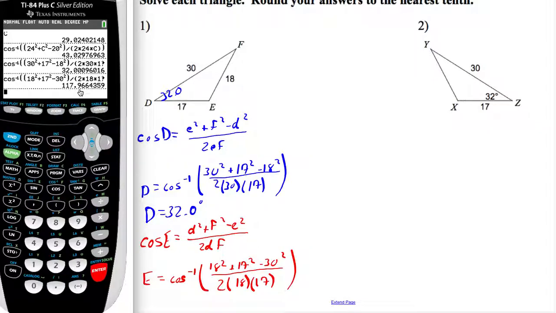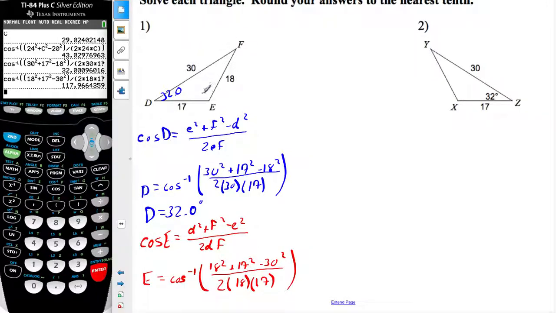All right, so if we're rounding to the nearest tenth, this is 117.966, which becomes 118.0. And the nice thing is, once we have those two, we know that 180 minus 32 minus 118 is going to be equal to angle F. That adds up to 150, so F is 30 degrees. See how that works out? Not too bad.